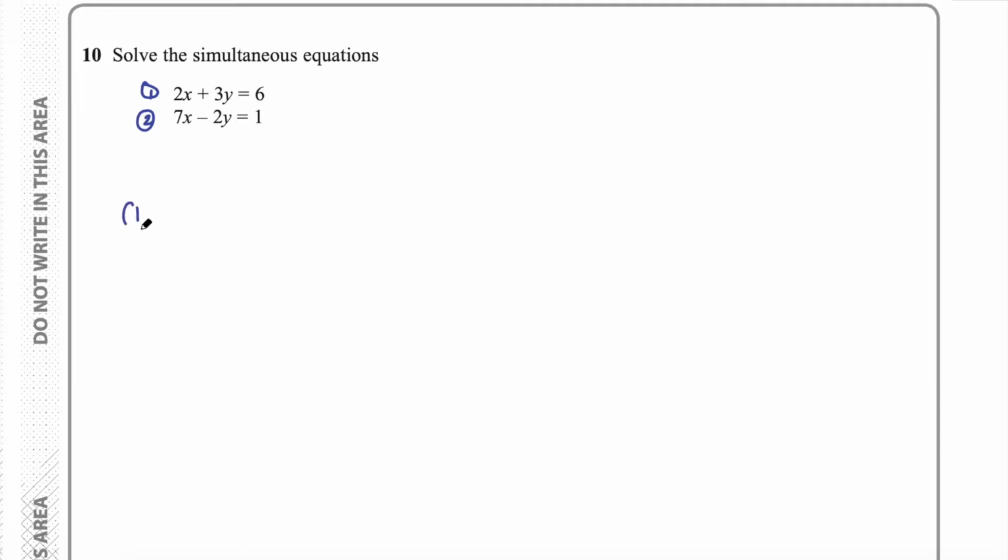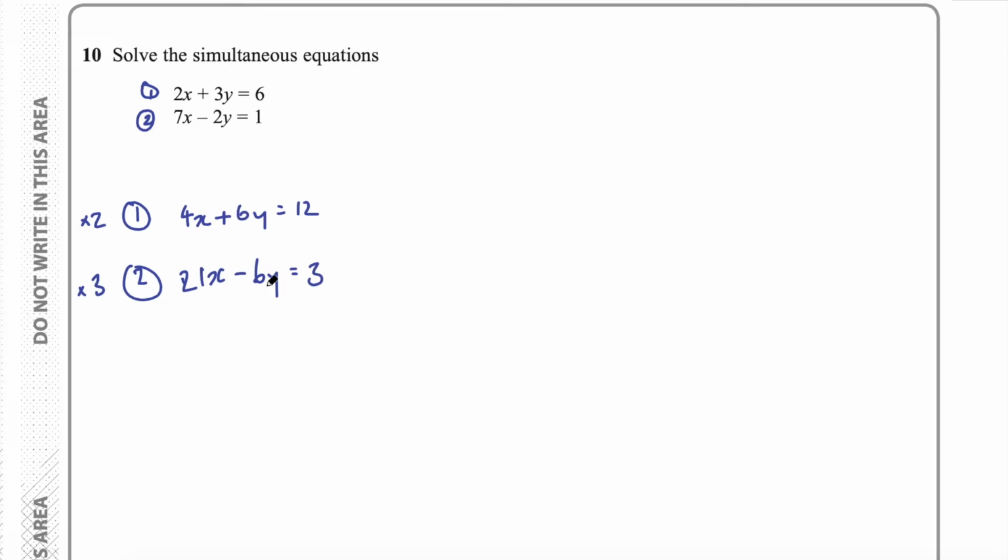So let's take equation 1 and multiply that by 2. So it's still going to be the same equation. I've just multiplied everything by 2. So 2x times 2, that's 4x. 3y times 2 is 6y. 6 times 2 is 12. And for equation 2, I'm multiplying that by 3. And if you're not quite following, it'll make sense in a minute why I'm doing this. So 7x times 3, that's 21x. Minus 2y times 3, that's minus 6y. And 1 times 3 is just 3.